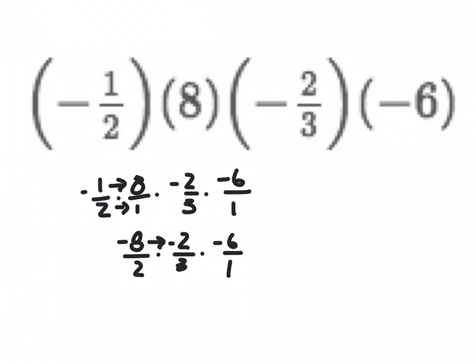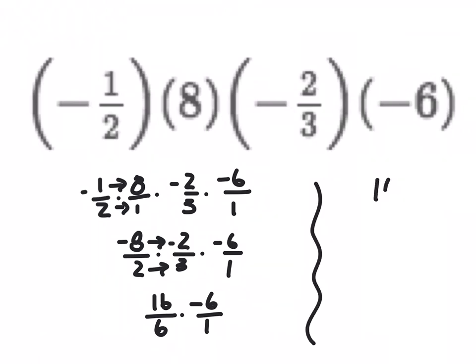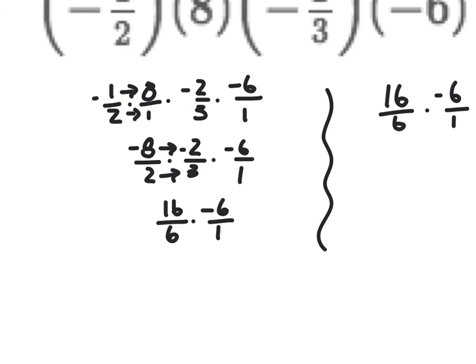Negative 8 times negative 2 is going to give me positive 16, divided by 2 times 3, which gives me 6, and then I'm going to multiply that by negative 6 over 1. Now, I'm going to do this a couple different ways. Let me rewrite this over here: 16 over 6 times negative 6 over 1. If I have 16 times negative 6, that number is going to be a negative, but I don't know that one right off the bat, so I'm just going to use my calculator, and I get 96, but that's going to be negative 96.